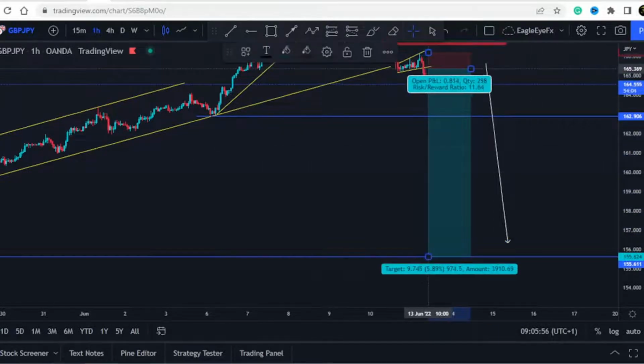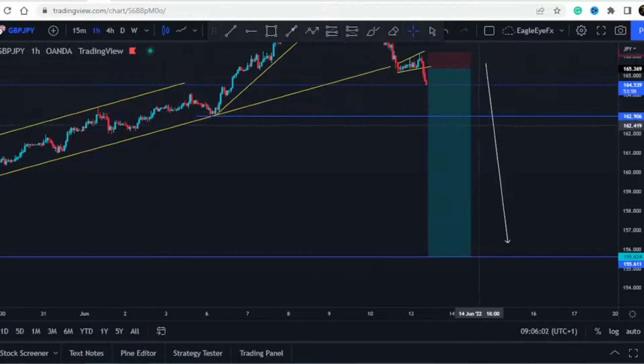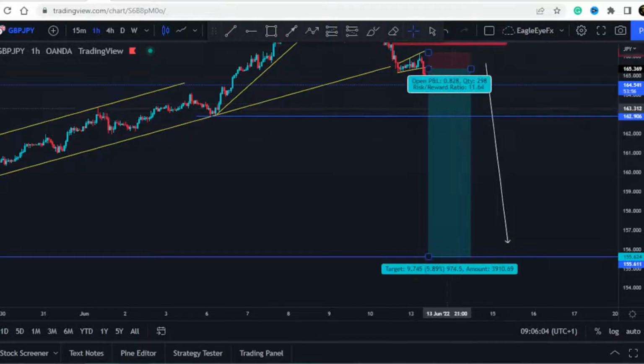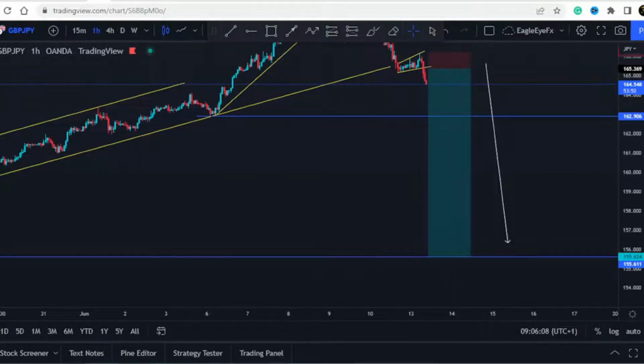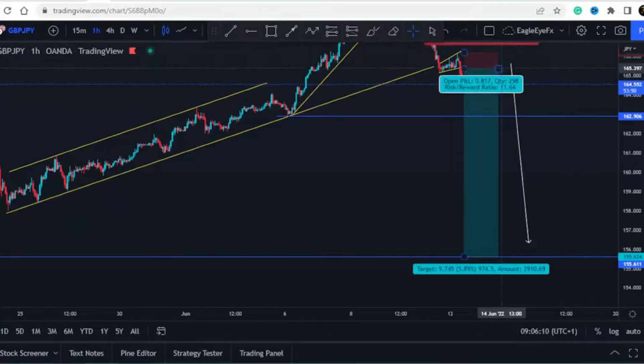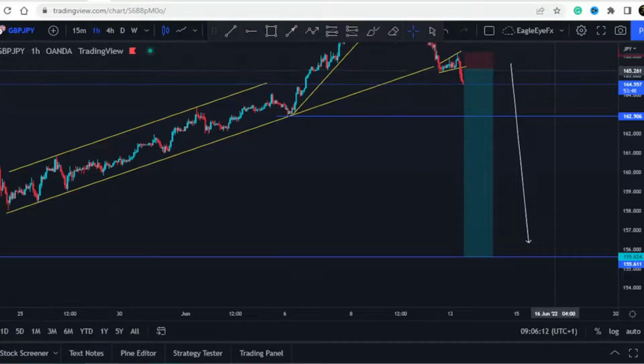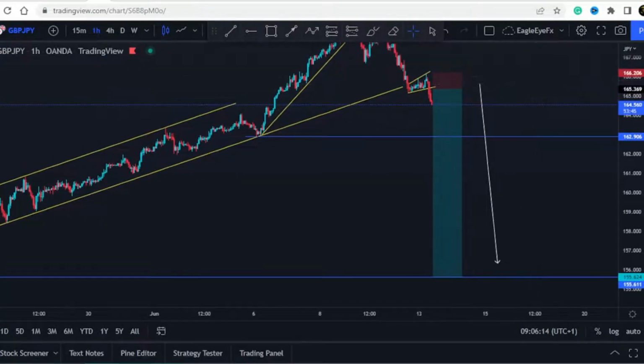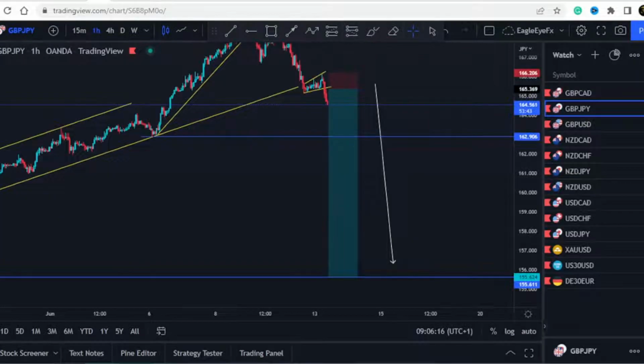So this is a long term. If you're late here, you can just wait for it to give us another flag confirmation. Once it gets here, it can give us another flag, a descending, bearish flag. Then you can scale in and ride this GJ to the downside. So that is what I'm looking at on GBP JPY.